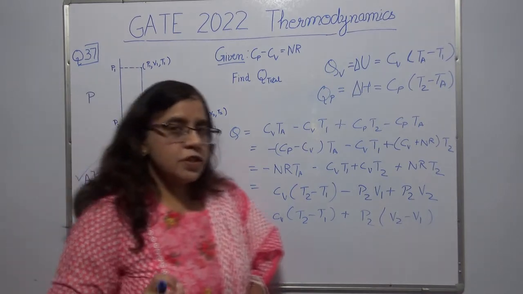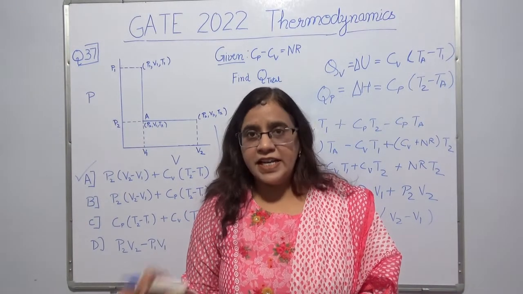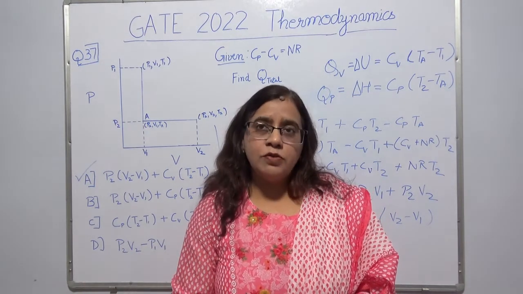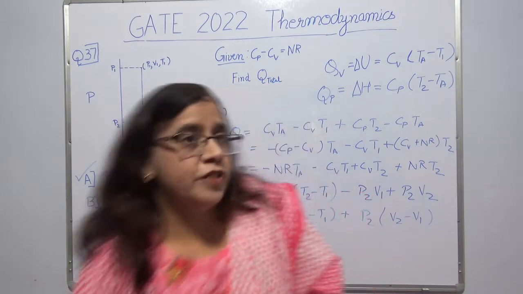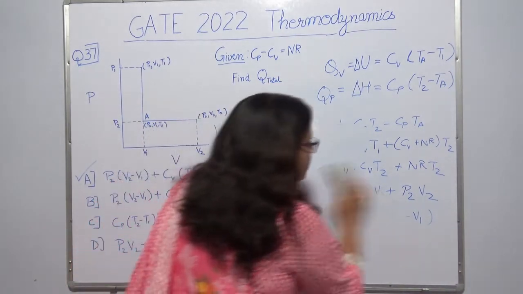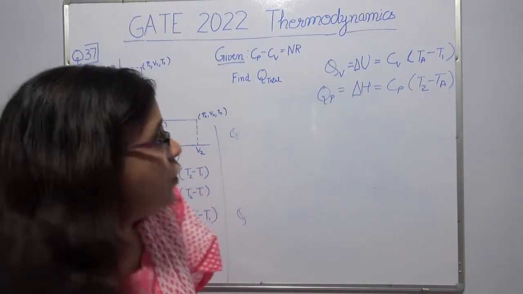So this was a very simple problem which required only the definition of Cv and Cp and how it is related to Q for a constant volume and a constant pressure process. Now one thing I would like to tell you over here, which you should always keep in mind, and there has been no problem in GATE regarding this, so it's a matter of time when it appears in GATE.